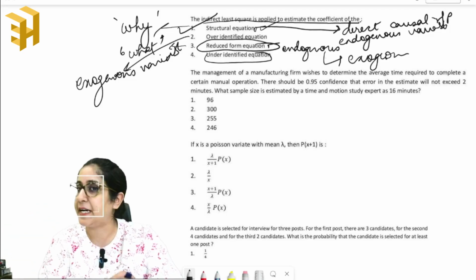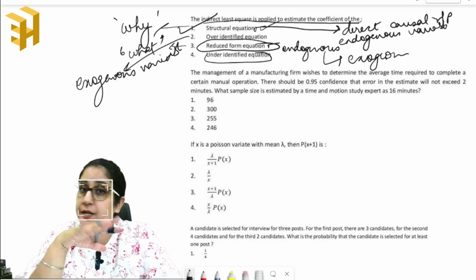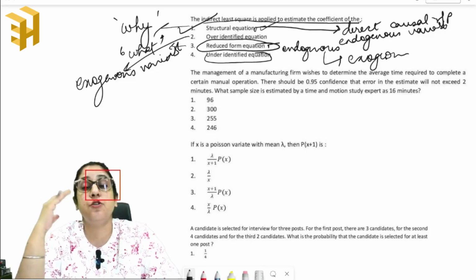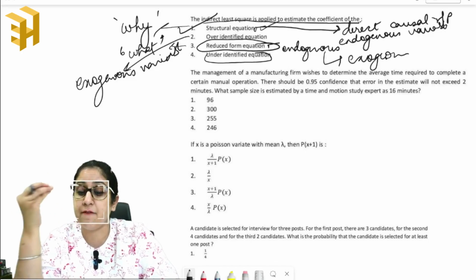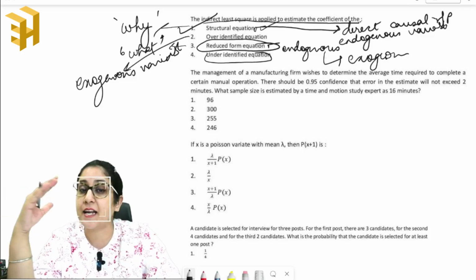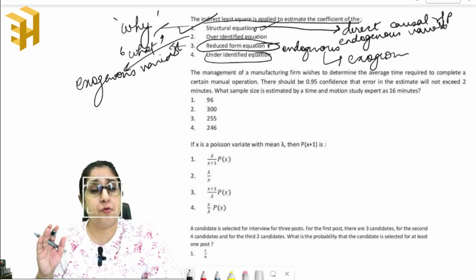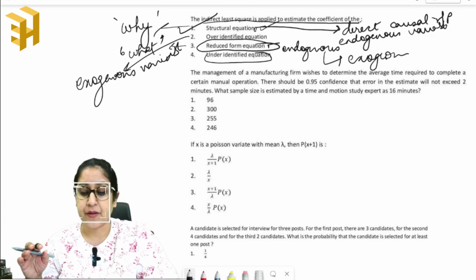That's your under-identified equations. Now, ILS is considered very important from the UGC point of view, and it is a very crucial part of econometrics. OLS and ILS are very important, so please do make a note of it.